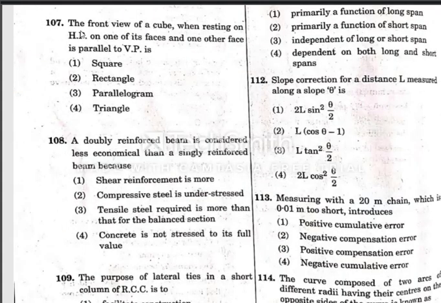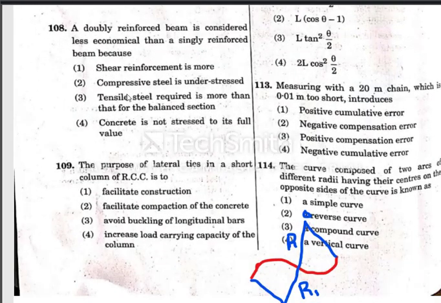And the next question: the front view of a cube, when resting on the horizontal plane on one of its faces and with one other face parallel to the vertical plane, is what? It resembles a square. So square is the correct answer. Option 1 is the correct option for this question.